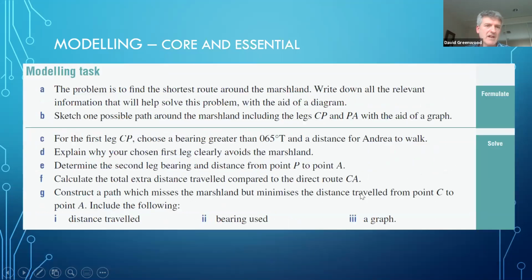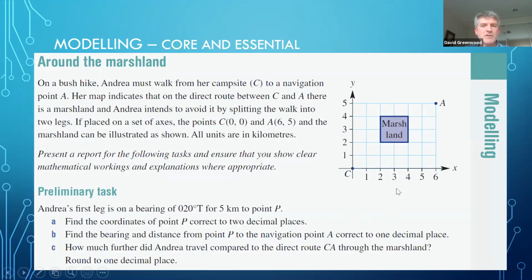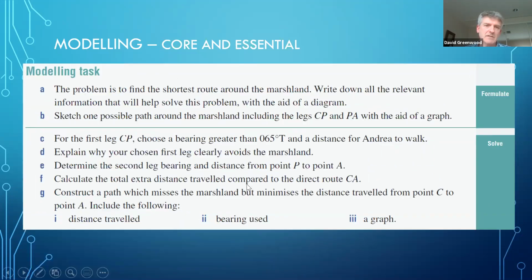So what we've done is created a preliminary task where students get to do a particular thing. So find the coordinates of the point P, corrected to decimal places, which is a point based on a particular bearing and a distance. So that's a bit of a setup first before they move on to their modelling task. The modelling task is to find the shortest route around the marshland, and their job at the start is to write down all the relevant information and draw a diagram, and then possibly sketch one path.